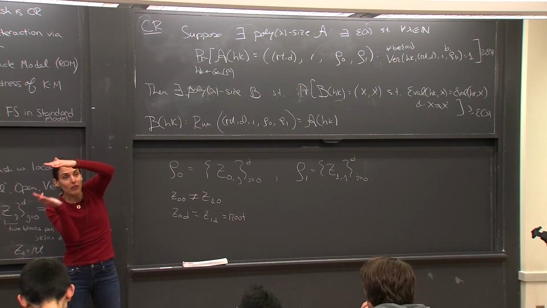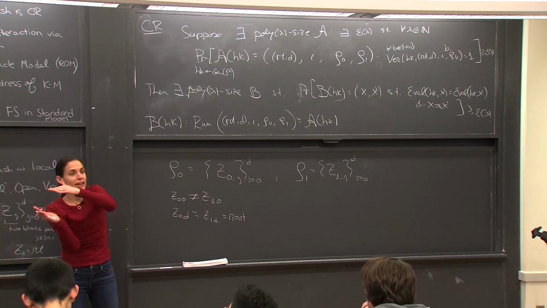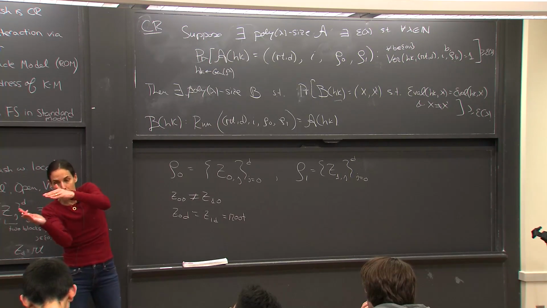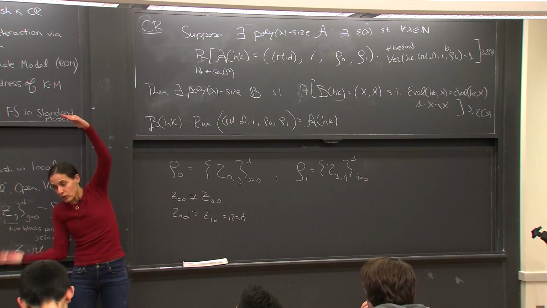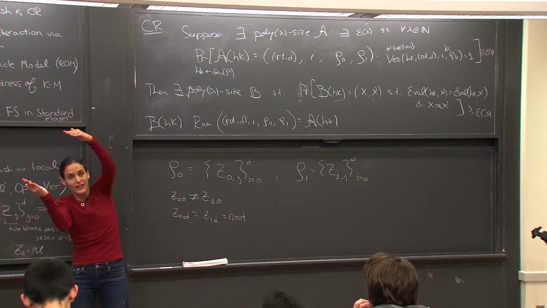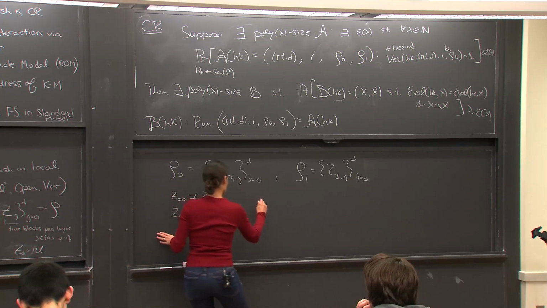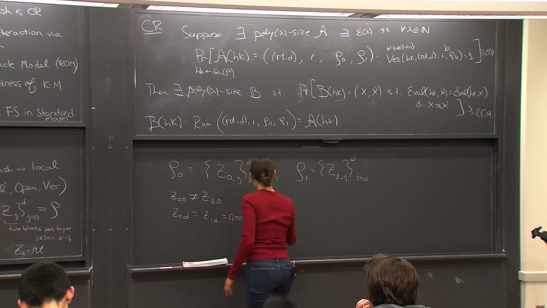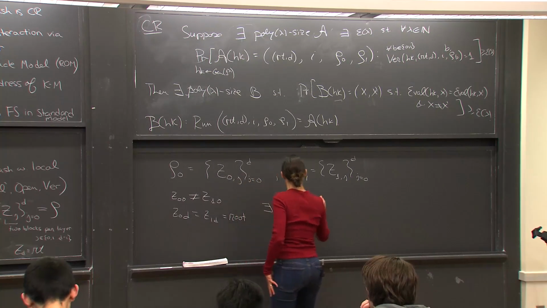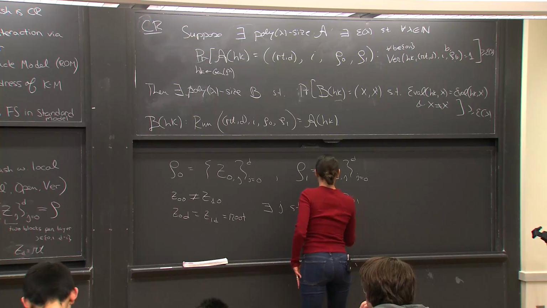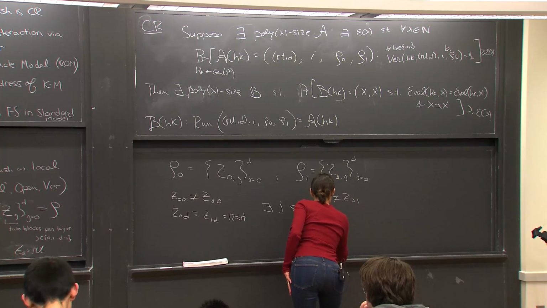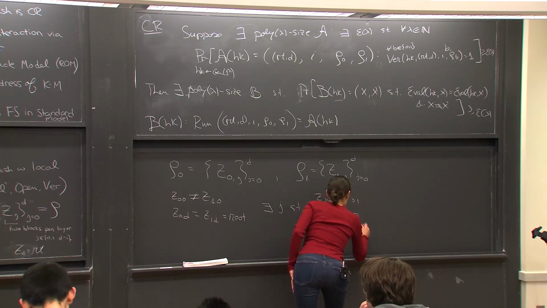It means that there must be some two adjacent layers on which below they disagree and above they agree. Here they disagree, here they agree. Do they disagree here, disagree here? At some point they're going to agree. So we say there must be a layer J such that Zj0 is different than Zj1, but Zj plus 1, 0 is equal to Zj plus 1, 1.